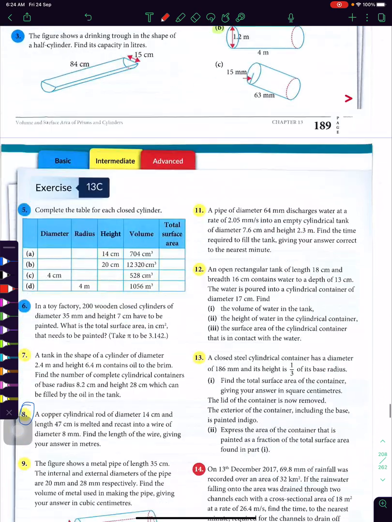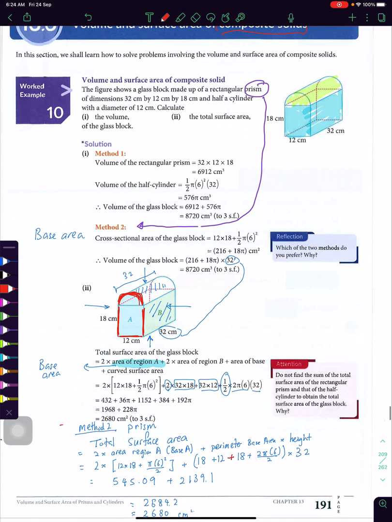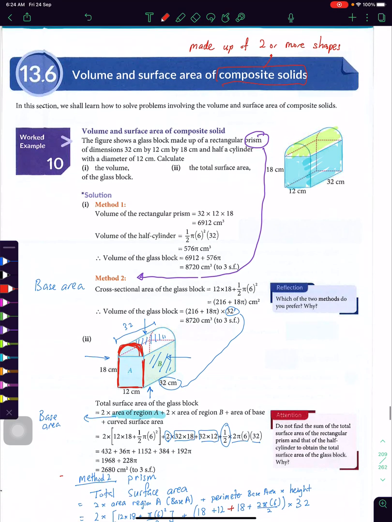Okay, right. So now next what we want to do is to look at composite shape. So composite shape, look at your textbook, page 191. I want you to write down composite shape means it is made up of 2 or more shapes that is placed together. Okay, so let's look at the first example, worked example 10.